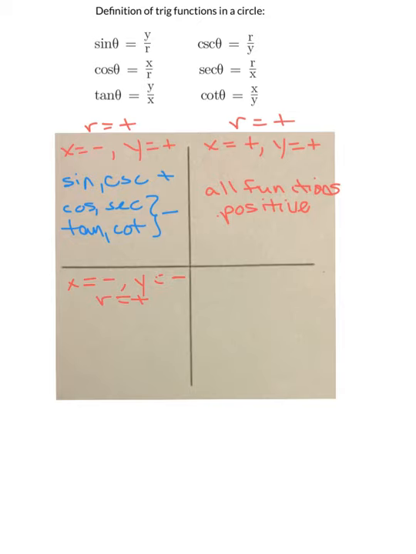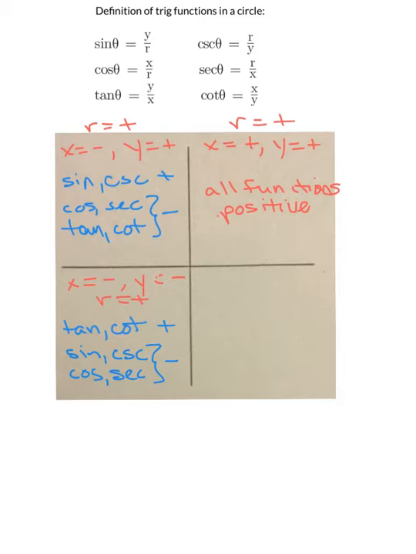So what's going to be positive here is tangent and its reciprocal, cotangent. Those are the only ones that are positive. All the other functions will be negative. So sine, cosecant, cosine, and secant are all negative.